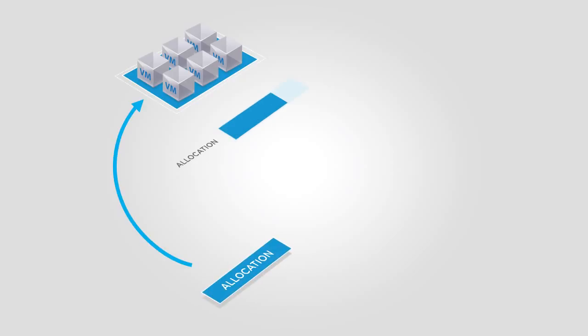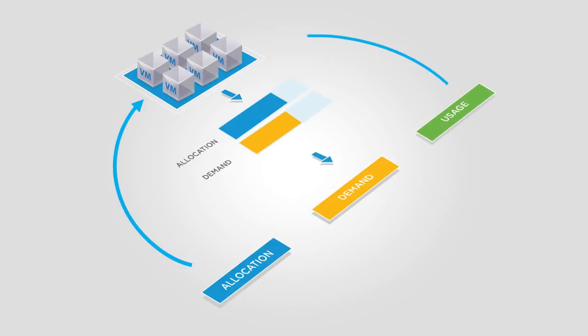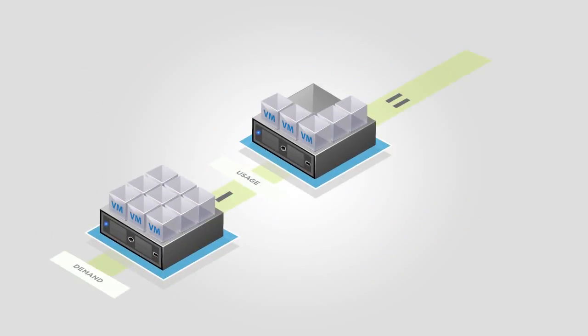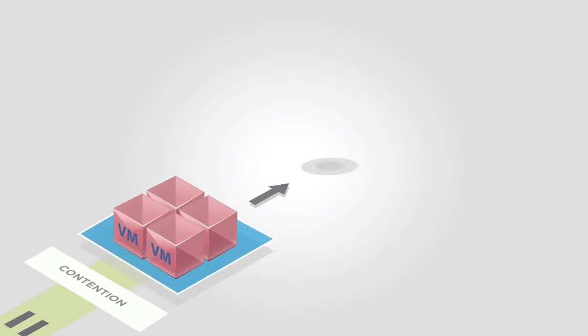Let's examine this using a virtual machine. Allocation is the total amount of a resource you configure to the VM. Demand is the amount of that resource the VM is presently asking for, and usage is the amount of that resource the VM currently receives. When demand is higher than usage, the difference between the two is resource contention, something that can negatively impact application and workload performance, especially as contention continues to build.